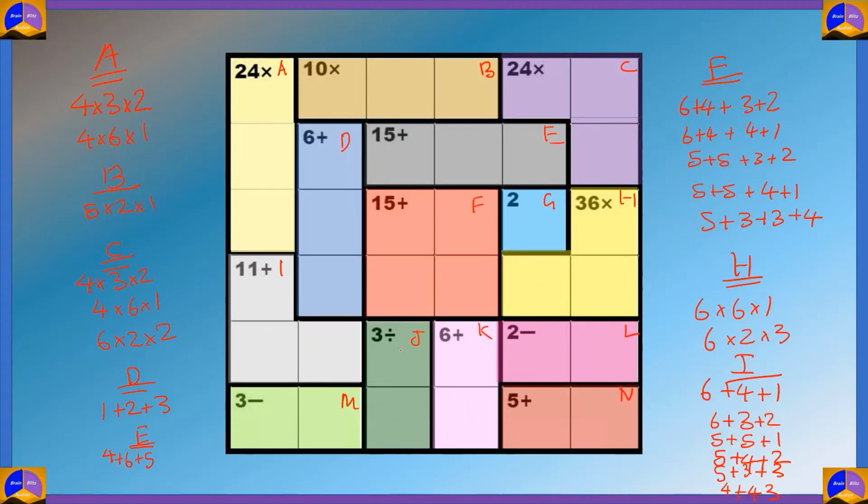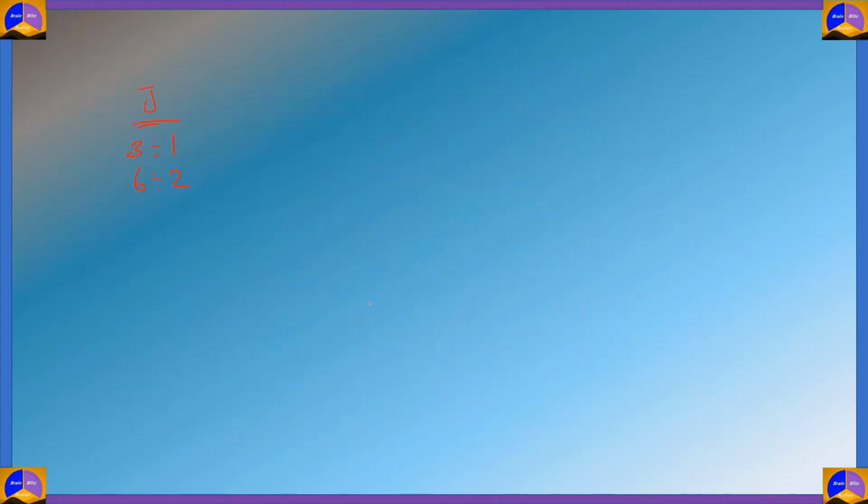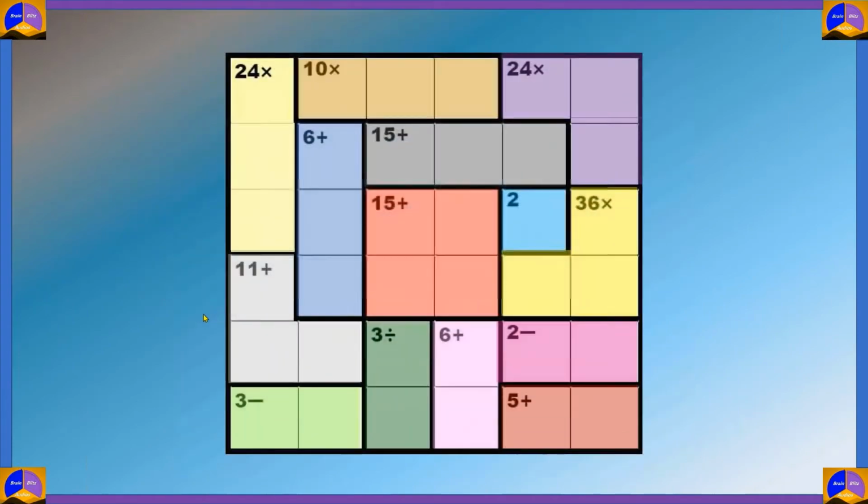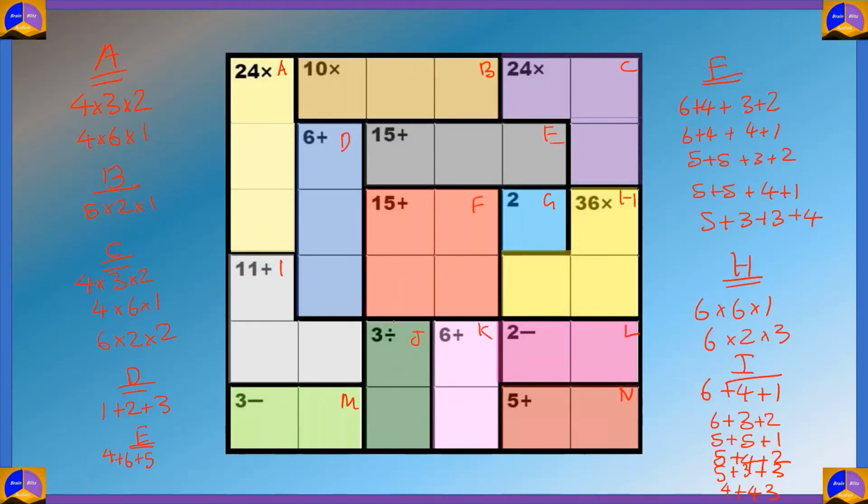Now, let's look at cage K. In this cage, there are two cells and the operation is addition. After adding, our result must be 6. So, the options are 5 plus 1 and 4 plus 2.